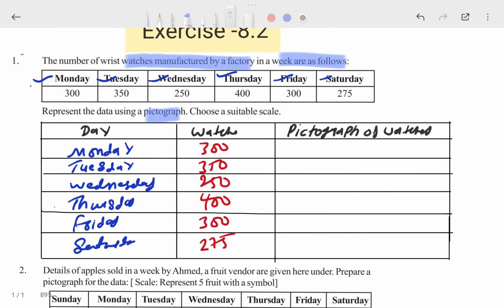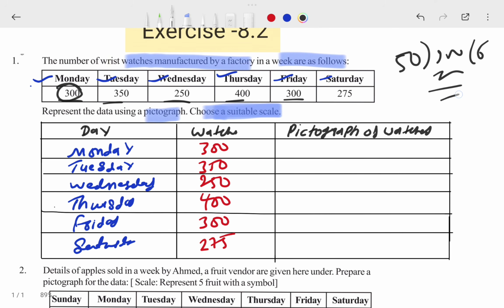So what can we do? We have to choose a suitable scale so that we can make the images. If you see, all these numbers are divisible by 5. If you divide 300 by 5, you would have to make 60 images. So why not divide by 50? If you count in the 50 table, 300 goes exactly 6 times. It means we have to create only 6 images for Monday.